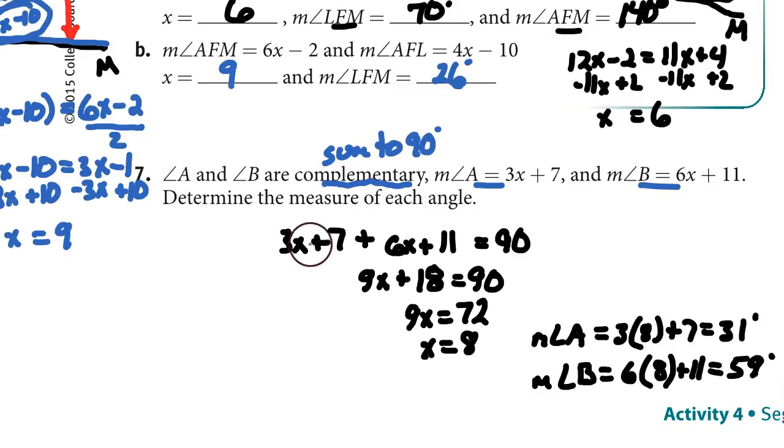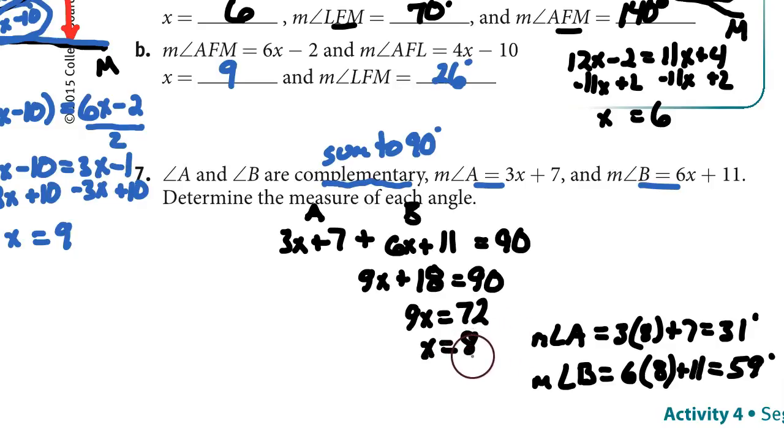Here's the answer. 3x plus 7 plus 6x plus 11 equals 90. This is angle A and this is angle B, and we're adding them together and saying equal to 90 because they're complementary. 3x plus 6x is 9x, 7 and 11 is 18. Then subtract 18 from both sides to make 72. Then divide by the 9 to get x equals 8.